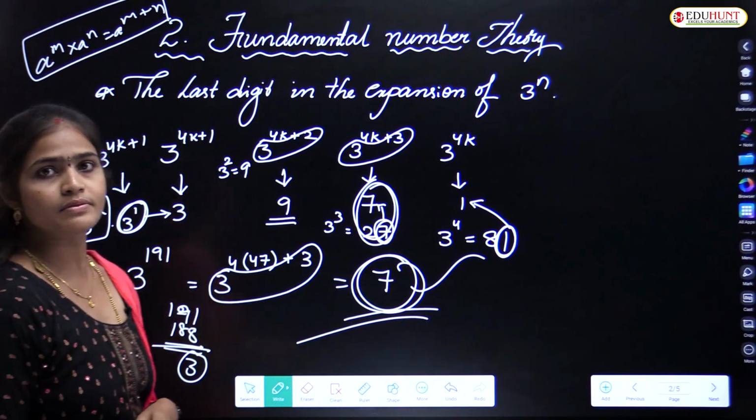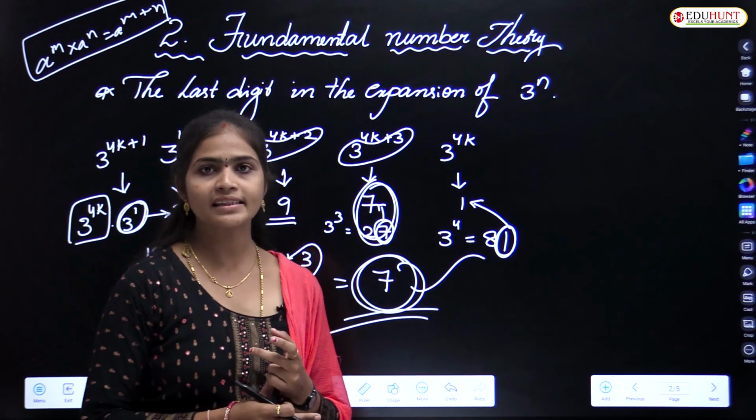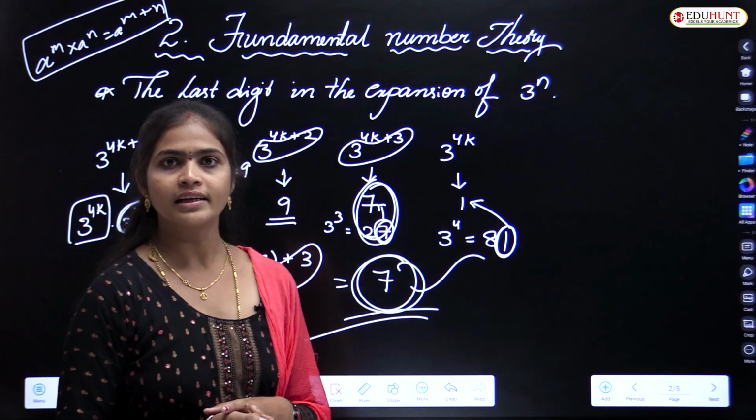Okay, so in this video we discussed the units place digits in the expansions of 2 power n and 3 power n. In the next video we will discuss the remaining digits.